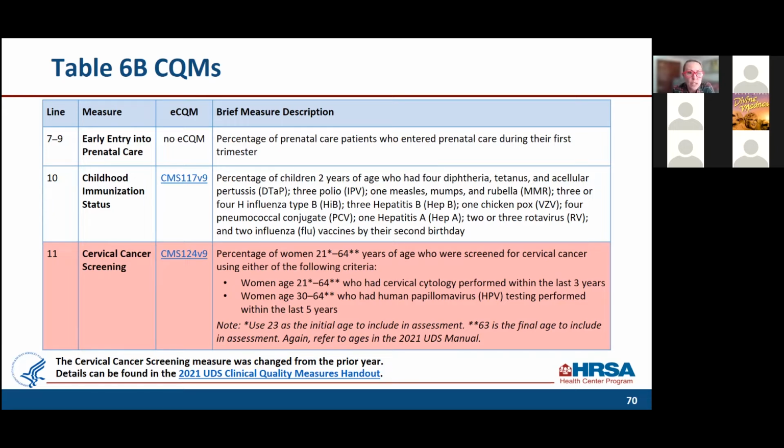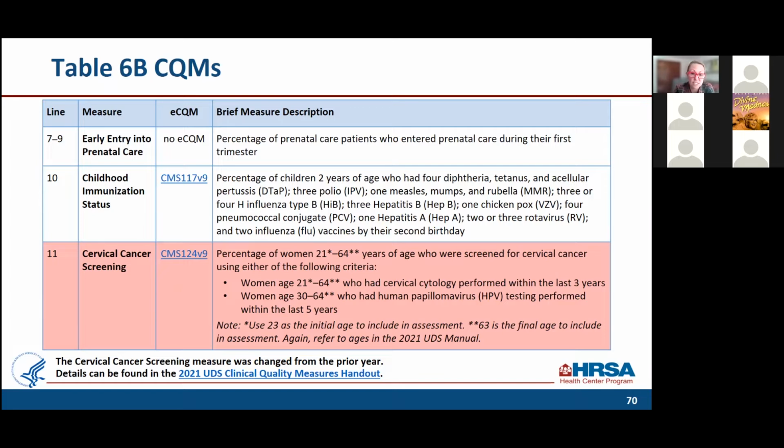All right, so the first section of Table 6B is prenatal patients by age and trimester of entry. That's one we're going to get into more detail in a moment. Let's move to line 10. Line 10 on Table 6B is childhood immunization status, which measures the percentage of children 2 years of age who have evidence showing they've received specified vaccines or met one of the exclusions or exceptions by their second birthday.